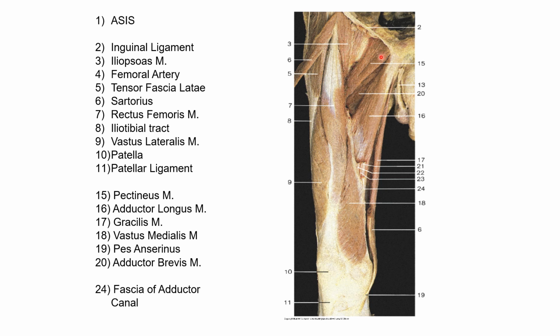This is the pectineus muscle. So these are innervated by a femoral nerve. And this is adductor longus, okay, adductor longus, and adductor brevis. Okay, and this is the gracilis muscle right here. So adductors are innervated by obturator nerve.